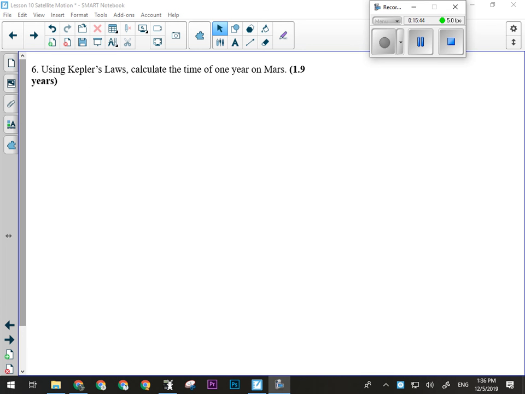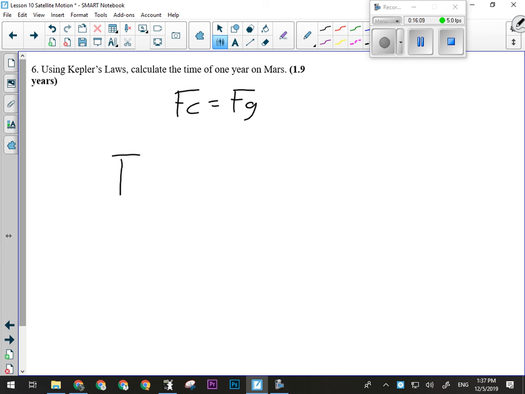Okay, so there's two ways to calculate the orbital period of Mars. We could set Mars up as a satellite of the Sun and go FC equals FG. That's using satellite motion laws in order to calculate the period. If I do it that way, I'm going to get the period in seconds because I'm using really big numbers. If I use Kepler's law of periods, I can set it up like this, and we actually did this one right out of the textbook. Period of Earth squared over the radius of Earth's orbit cubed equals the period of Mars squared divided by the radius of Mars's orbit cubed.